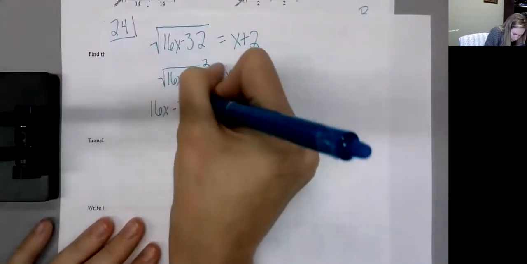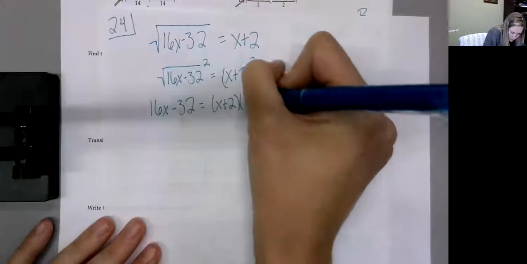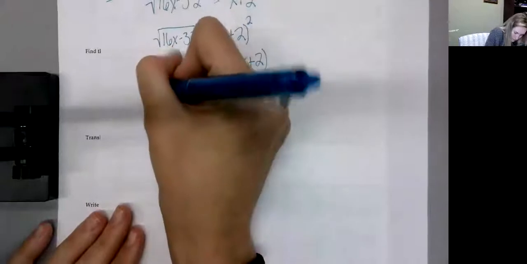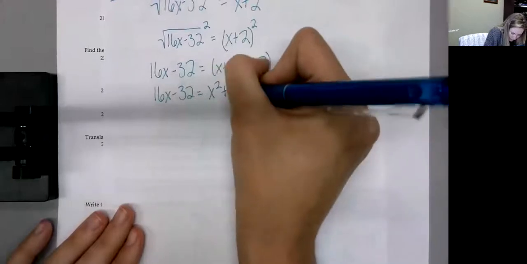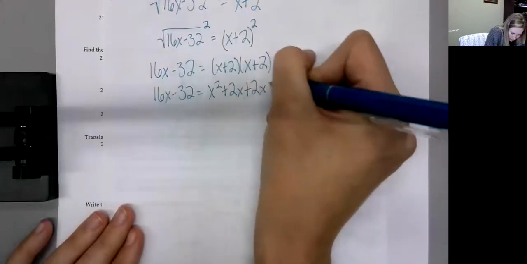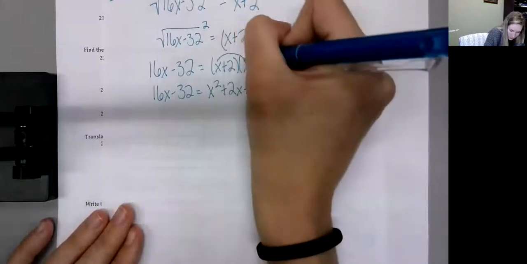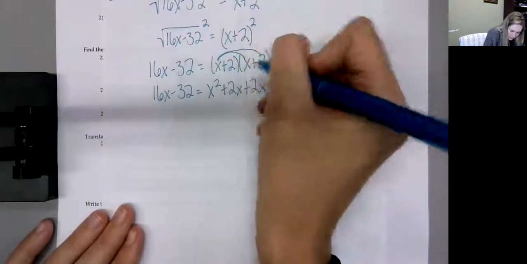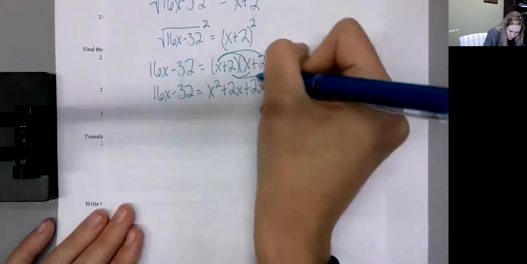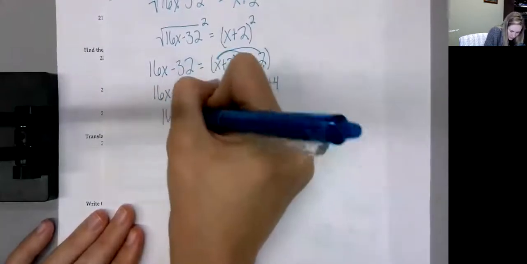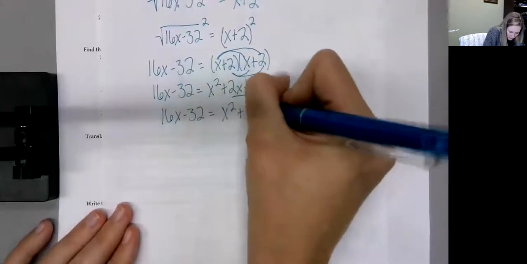So on this side we have 16x subtract 32 equals, and I'll write it out, x plus 2 times x plus 2. This is the step people forget. X squared plus 2x plus 2x plus 4. Because we're distributing this, x times x, x times 2, 2 times x, and 2 times 2. So we have 16x subtract 32 equals, and I'm going to combine these two terms, x squared plus 4x plus 4.